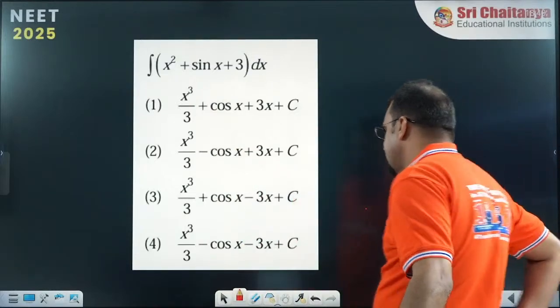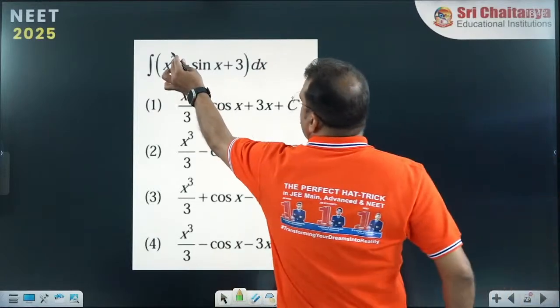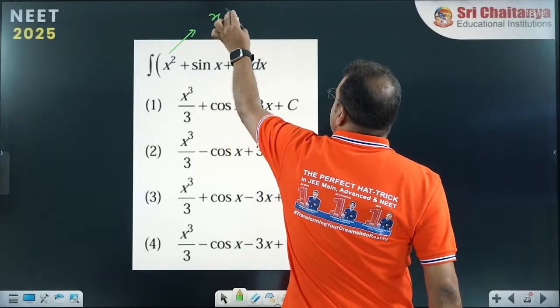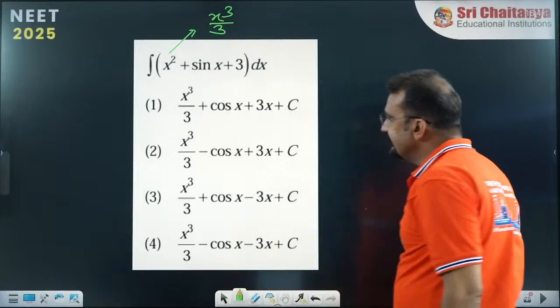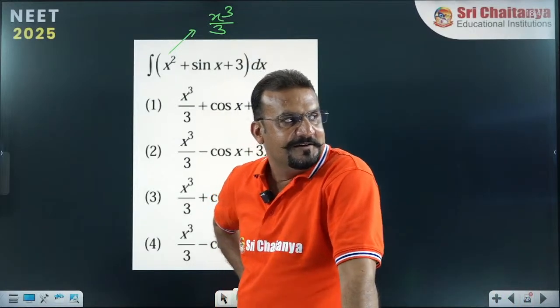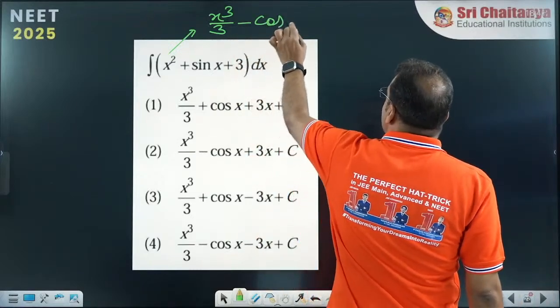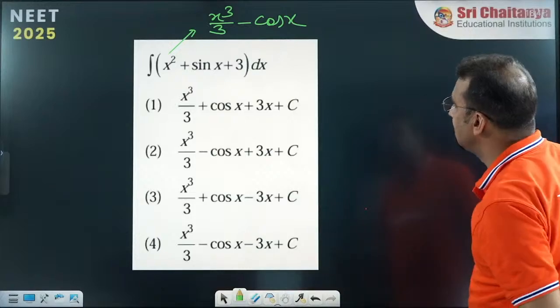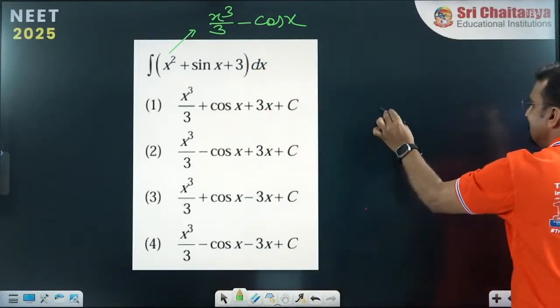X square plus sin x plus 3. What is the integration? Yes, very good. First integrate x square. What is the integration? X power 3 by 3. Then after, sin x integration is cos x or minus. This is a very confusing part. Sin x is going to be minus cos x. Plus, what about 3? That is very confusing. Sir, what is the integration?